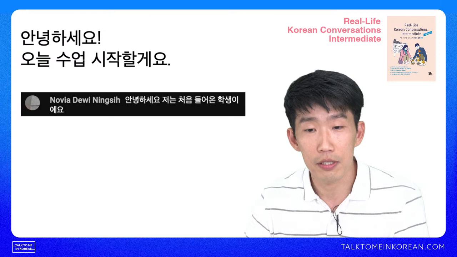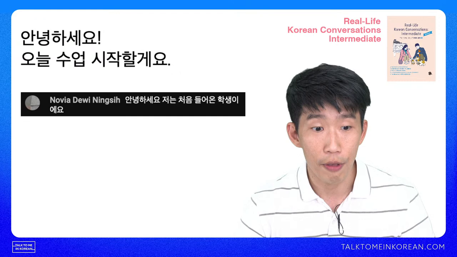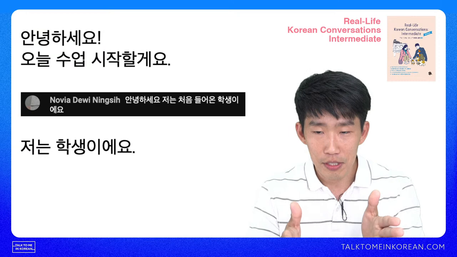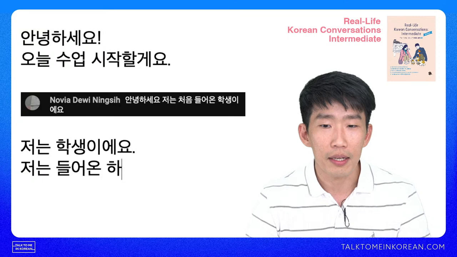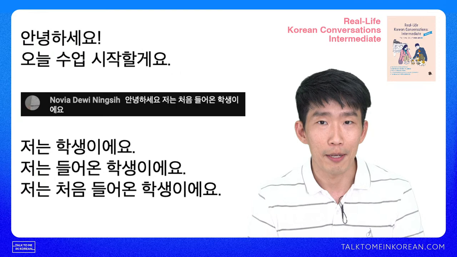오, 한국어 공부 좀 오래 하셨나 봐요. I think it looks like you have studied Korean for a while because this sentence structure is very, very natural. 저는 처음 들어온 학생이에요. 저는 학생이에요. Let me go from the shortest version and expand the sentence to the current format. 저는 학생이에요. 저는 들어온 학생이에요. I'm a student who came in. 저는 처음 들어온 학생이에요. I'm a student who came in for the first time.